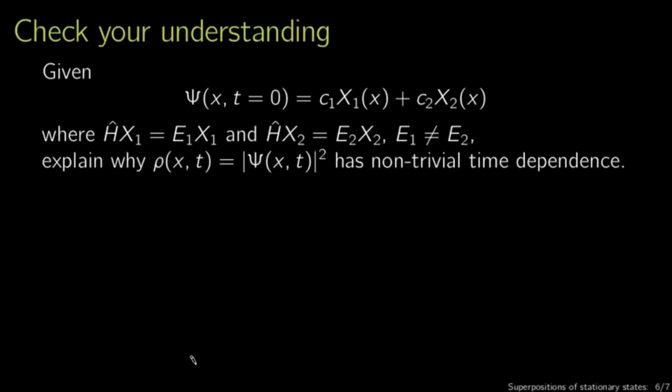In order to check your understanding of this, I'd like you to follow through similar sorts of analysis. Given this wave function, write down in your notebook where the time dependence comes in, and write an expression for the probability distribution as a function of time. To really check your understanding, explain in your own words why this has non-trivial time dependence. That's not an easy question, but the non-trivial time dependence comes from the superposition. The question for you is why and how that superposition results in non-trivial time dependence.